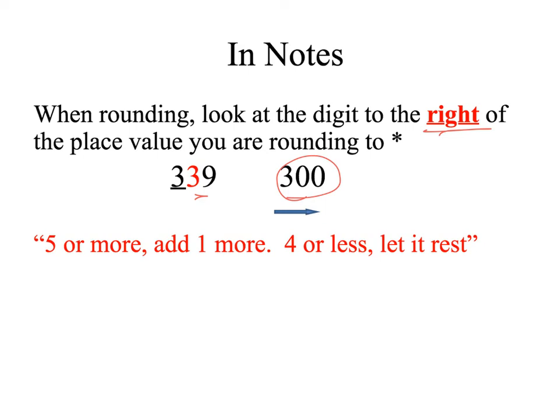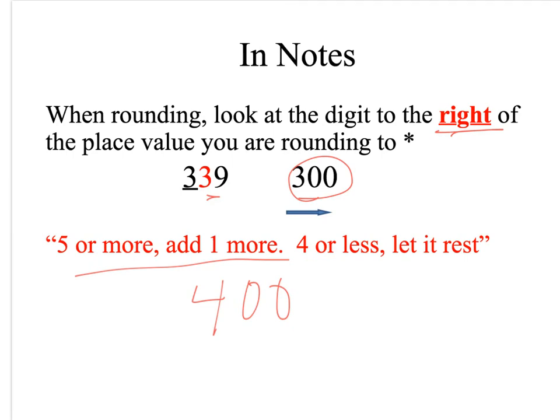So again, if the tens place was 5 or more, you're going to add one more to the hundreds place to round to 400. If the tens place was 4 or less, you're going to let it rest. This means if you have a number in the tens place that is 4 or less, you're going to keep the hundreds place the exact same number. So in this case, it's a 3, so you're just going to keep it the same. That means let it rest.